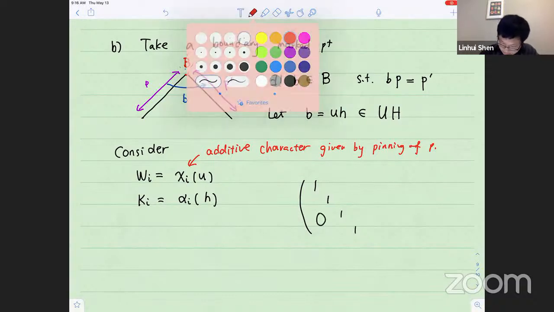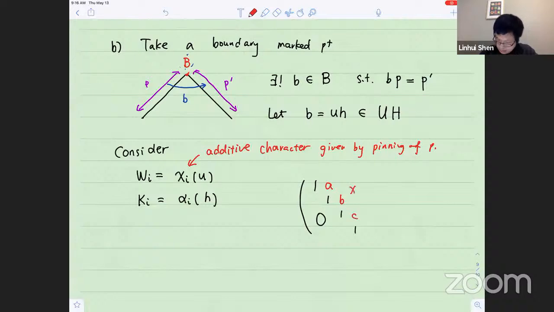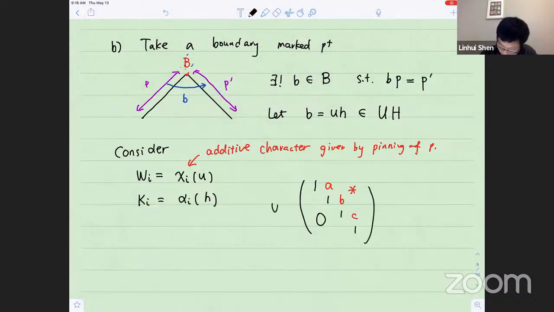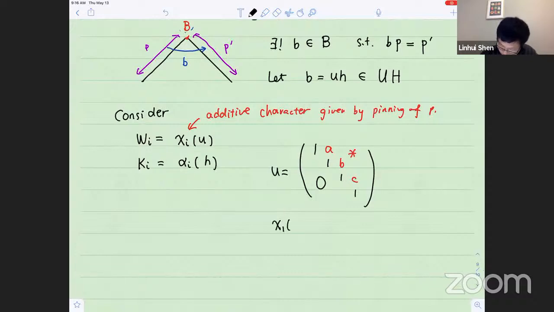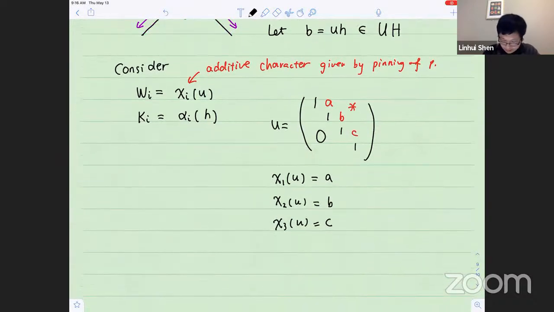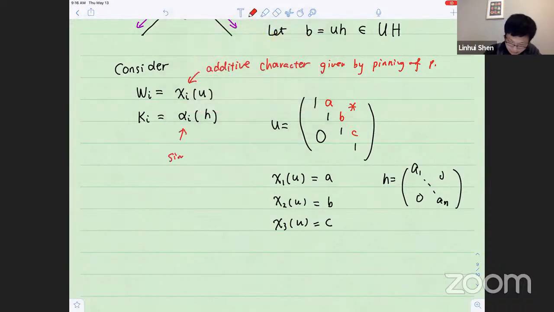And so then we can consider the entries on the subdiagonal. In this case, if U is something like this, then we can get three regular functions, chi1, chi2, and chi3. They are just A, B, and C, those entries of the subdiagonal in this matrix. And H is just some diagonal matrix, and then we can apply this simple root here, this alpha I. Okay, so those are regular functions.